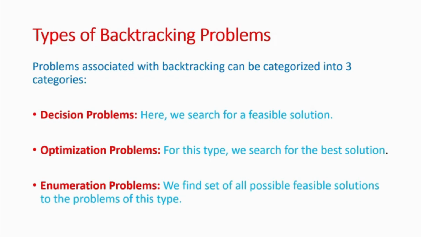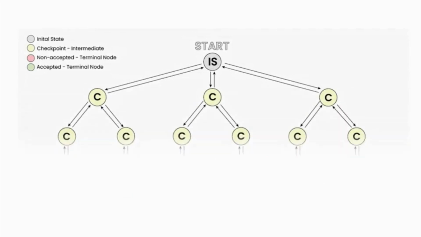Then we have enumeration problems. We find the set of possible feasible solutions to problems of this type. Here the aim is to find a set of possible feasible solutions to the given problem. You need to explore all the branches that lead to valid solutions. Like this, we can solve some puzzles.